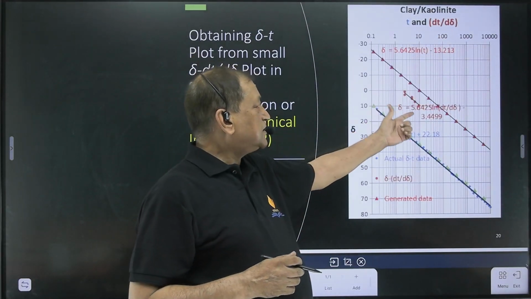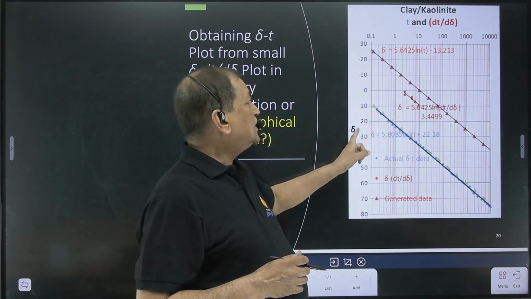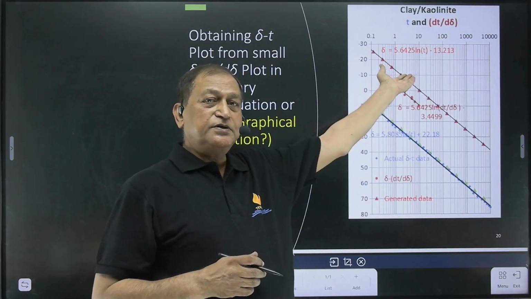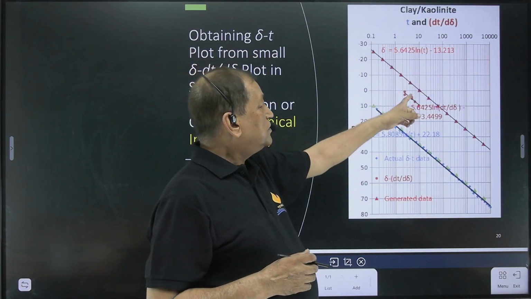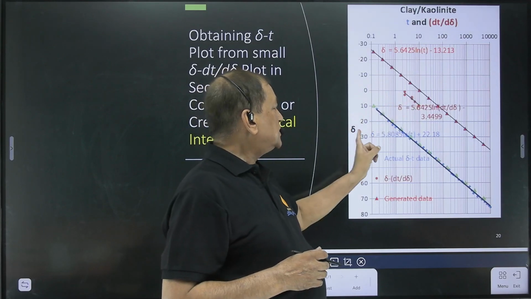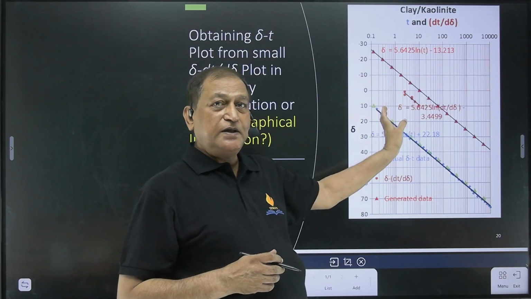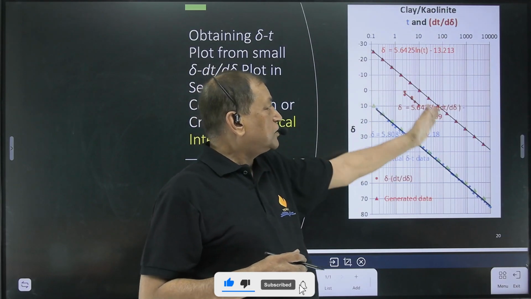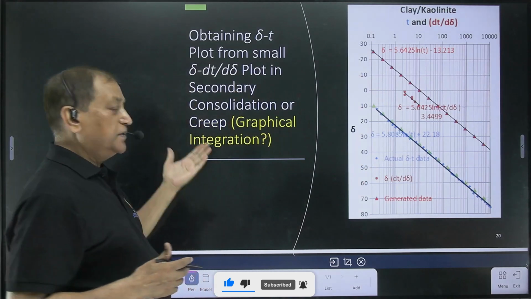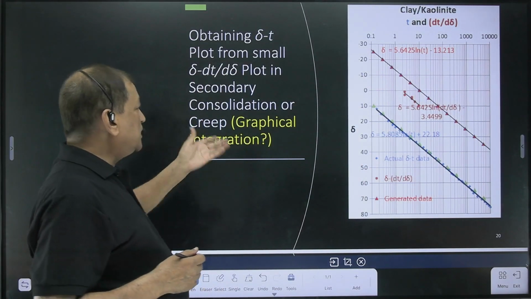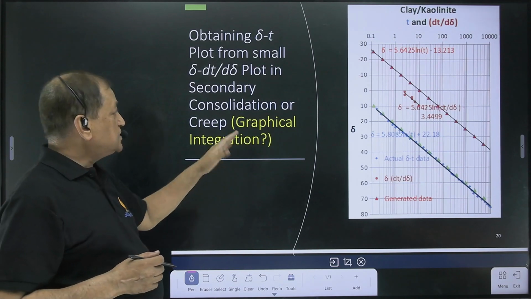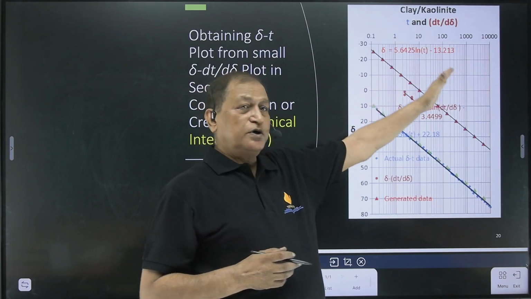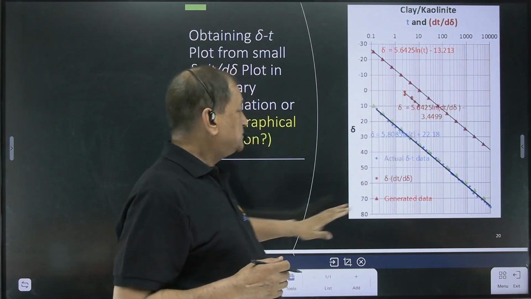Here is the example. I have this small data, that is delta versus d delta by dt or the inverse of that, dy by dx or dx by dy. So from this delta versus d delta by dt, that means y versus y dash, I could find the y and t plot. So it is worth thinking, again a point of thinking or research, whether it is graphical integration, because from the YY dash plot we are obtaining the YT plot.